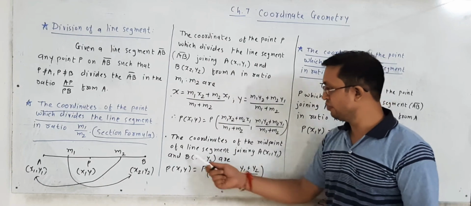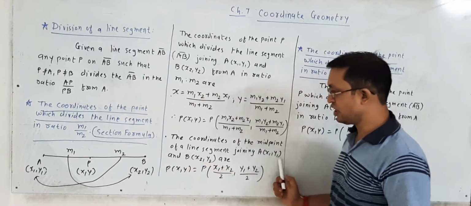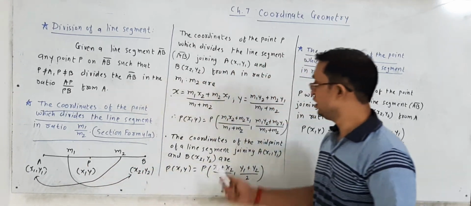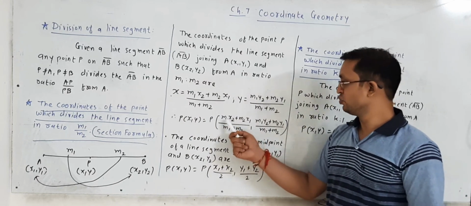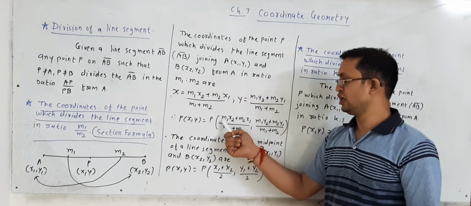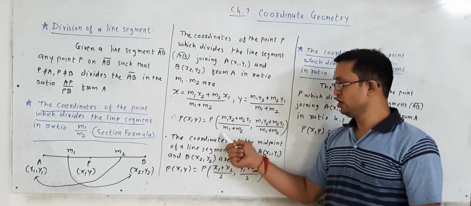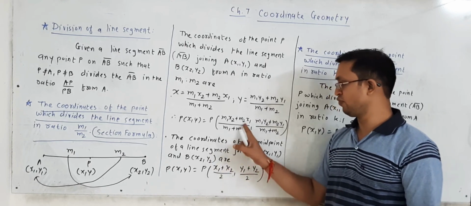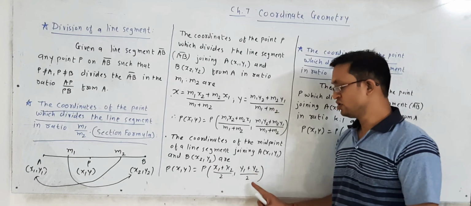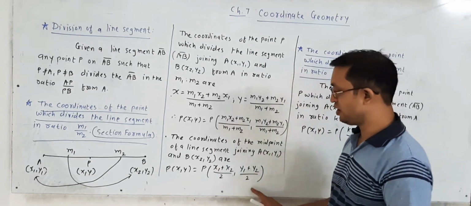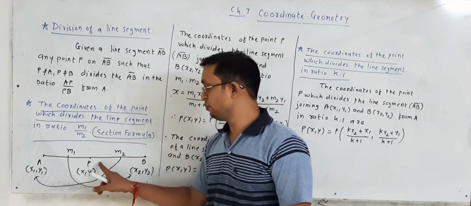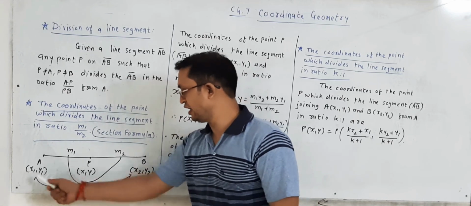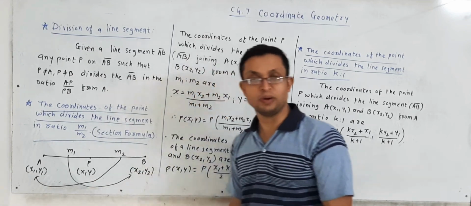Therefore, the coordinates of the midpoint of the line segment joining A (x1, y1) and B (x2, y2), with m1 to m2 equal to 1 to 1: putting the values, we get (x1 + x2) divided by (1 + 1), and 1 + 1 is 2. Therefore x is (x1 + x2) by 2, and similarly y is (y1 + y2) by 2. Remember this: if P is the midpoint of AB, the coordinates are (x1 + x2)/2 and (y1 + y2)/2 respectively.